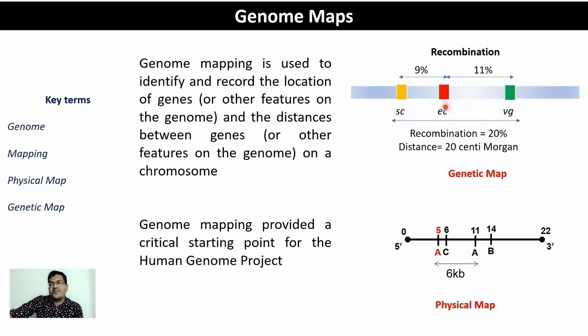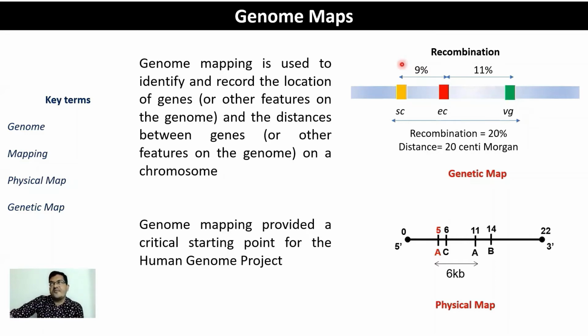And this is also basically an exception to Mendel's law of independent assortment. Here, the distance between genes is measured in percentage of recombination or in centimorgan units. So if the percentage of recombination between, let's say, EC and VG gene is 11%, then the distance is said to be 11 centimorgans.